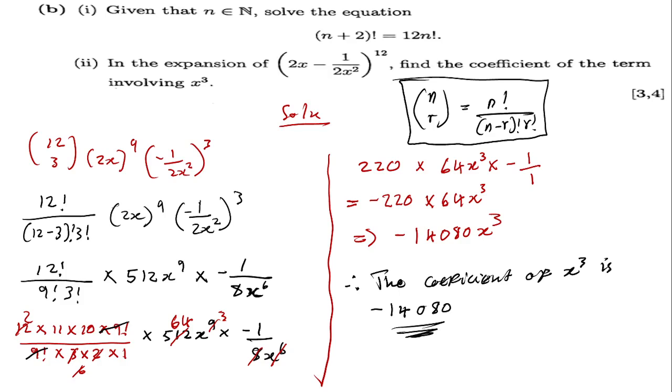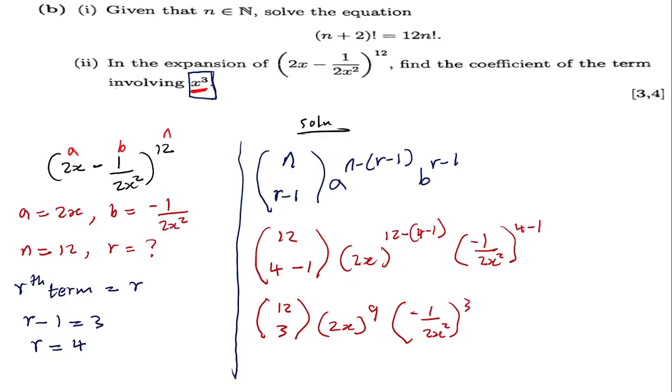Sir, how did you find the value of R? I just did R minus 1 is equal to 3. The 3 I'm getting from that cube, from that guy. Is that okay? Yes, thank you. Okay, let's move on and look at the next one.